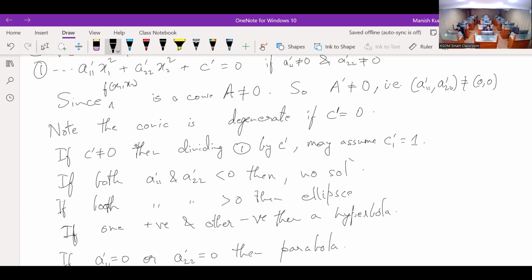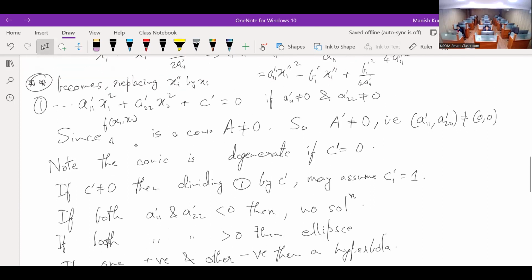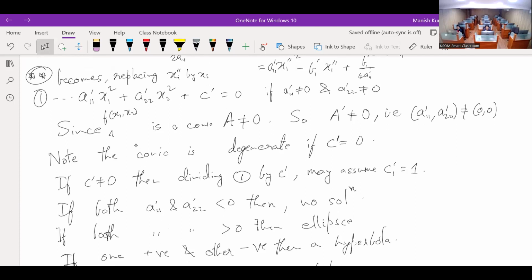If both are negative, then there is no solution. If both are positive, then it is an ellipse, right? Am I doing it right? No, I've reversed it. Sorry. If both are negative, then it is an ellipse.